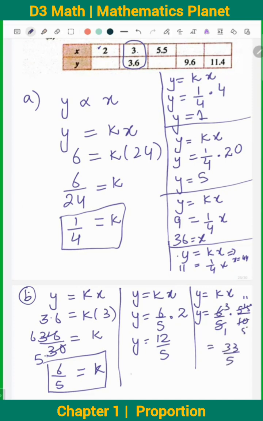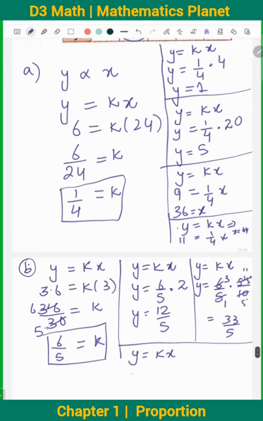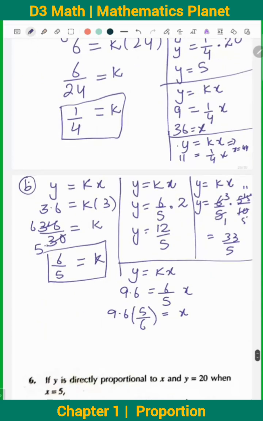Okay. Then you can also convert them into decimals because they have also given us decimals. Y is equal to kx. So you have y is 9.6, which equals 6 by 5x. So you can write 9.6 into 5 by 6, which is equal to x. So what will be the answer for this? 9.6 multiplied by 5 by 6.